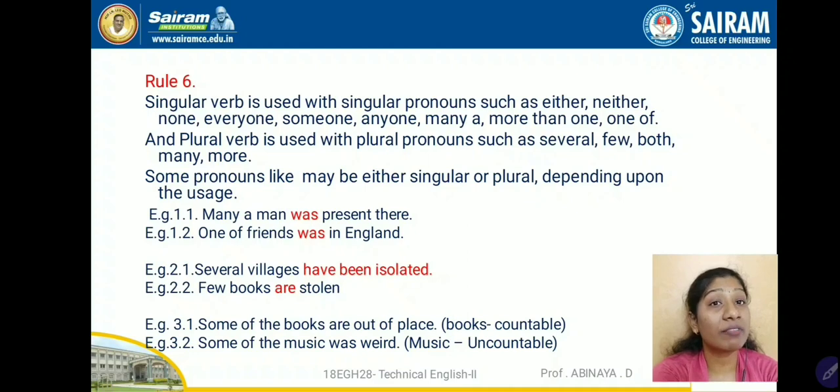So, if all these words come in a sentence, you should obviously go with a plural verb. But some pronouns are there which we can use with a singular or plural verb according to the usage and the meaning it gives. See the first example, many a man. I told you "many a" is a singular pronoun. So, many a man was present there. You should not write "were" because "many" is plural, no. Many a man, in the sense there are many men, in that a man was present there.